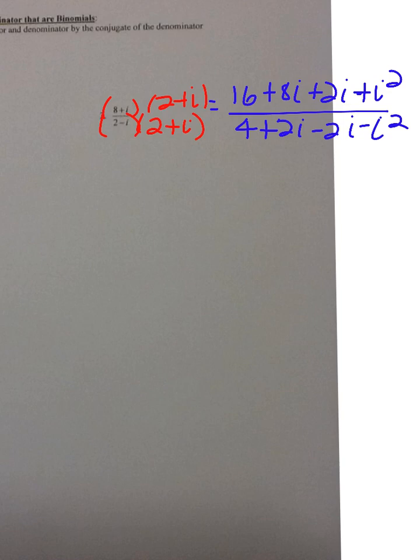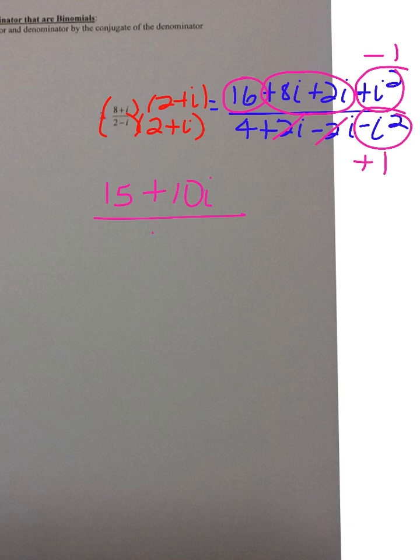So let's continue this. In the numerator, let's combine like terms. So I have here 16 plus the i squared, which is going to be minus 1, so that's going to be 15. 8i plus 2i is 10i, over 2i minus 2i cancels, minus i squared becomes plus 1, so that's over 5. And now I do need to reduce this. So it's 15 over 5 plus 10i over 5, which is 3 plus 2i. Okay, so let's take a look at the last one.